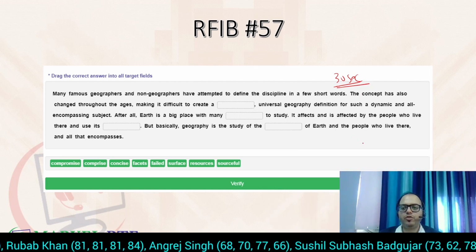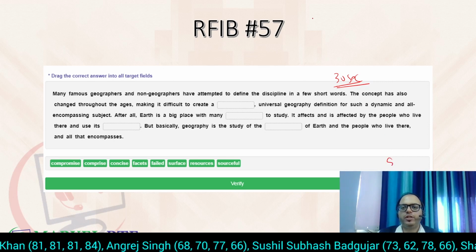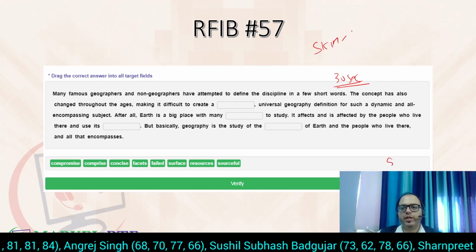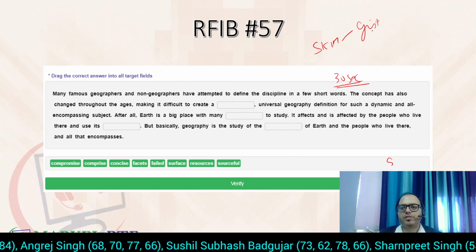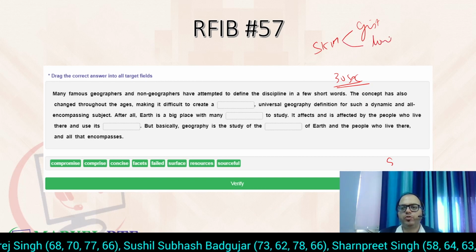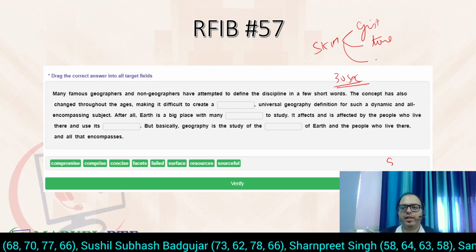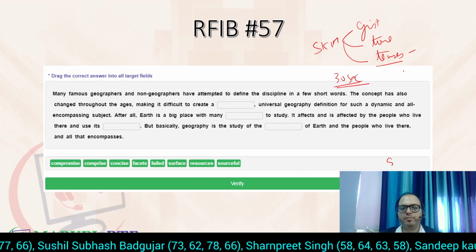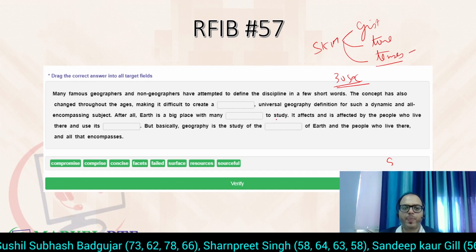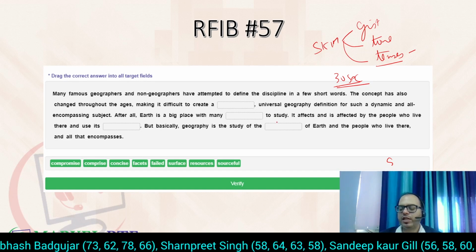Okay, so you know that the first thing we do is we skim it. We skim to understand its gist. Gist means overall central idea. Is the tone positive, negative, or neutral, and the tense, is it present tense, past tense or future tense. So let's get started with the skimming.